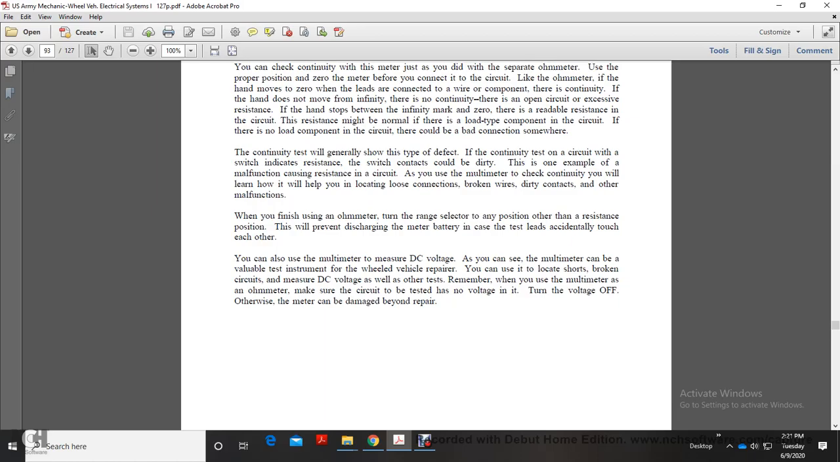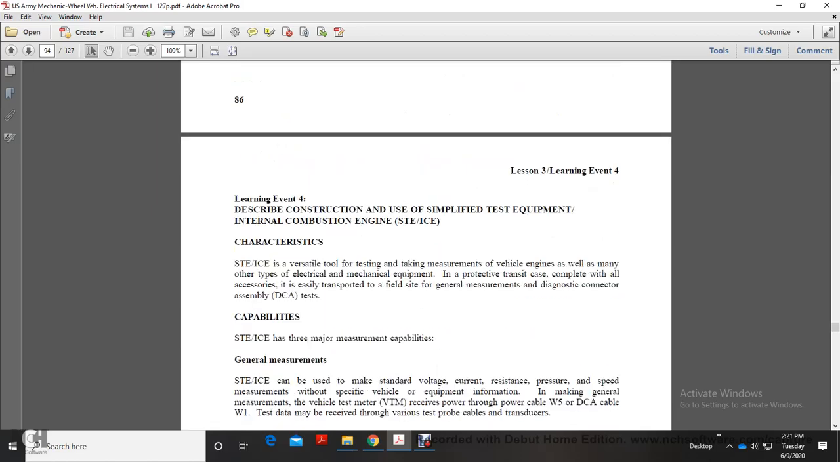Alright, you can also use the multimeter to measure DC voltage. As you can see, the multimeter can be a valuable test instrument for wheeled vehicle repair. You can use it to locate shorts and breaks in the circuit, and to measure DC voltage as well. Remember, when you use the multimeter as an ohmmeter, make sure the circuit being tested has no voltage in it. Also turn the voltage off, otherwise the meter can be damaged beyond repair.